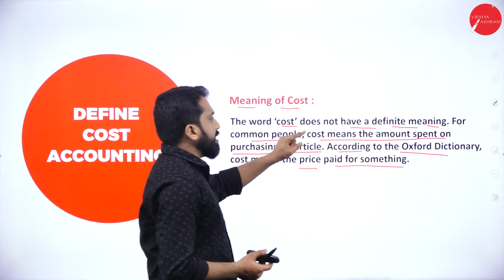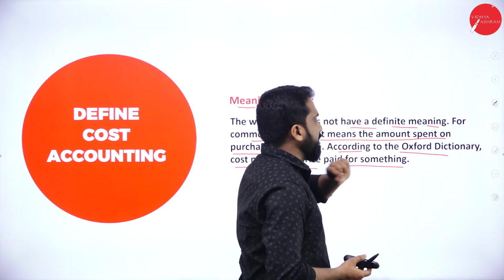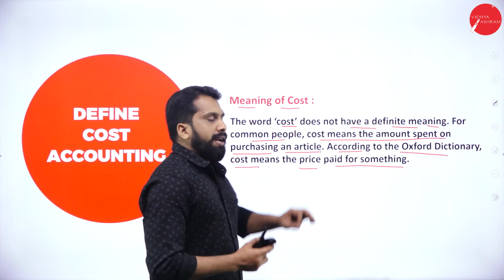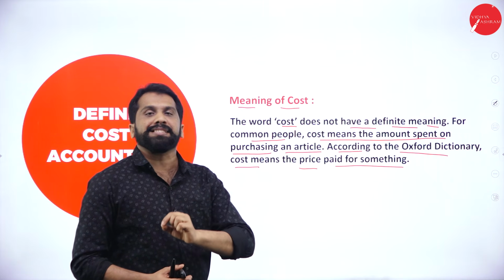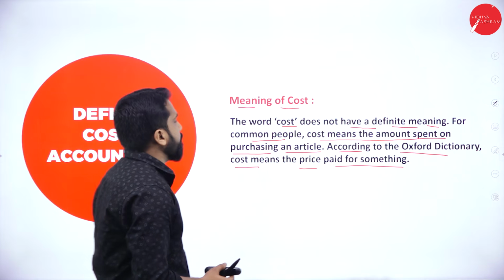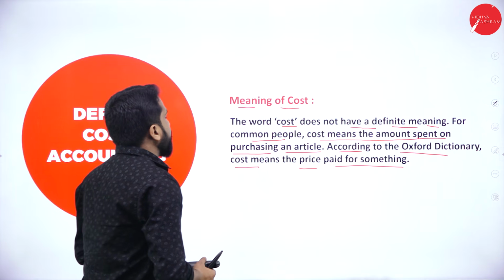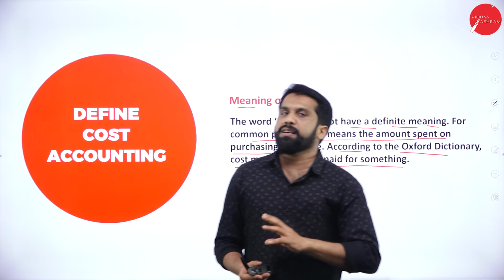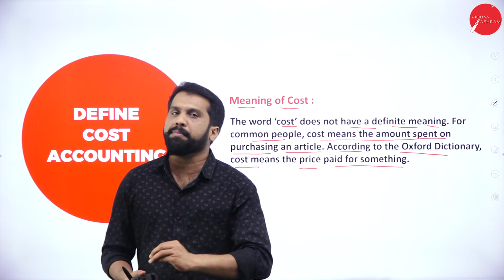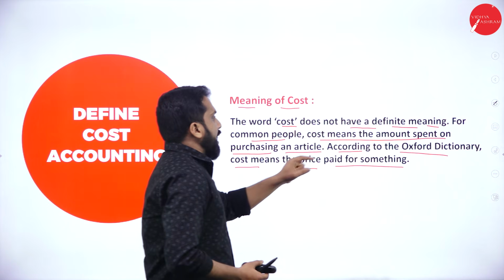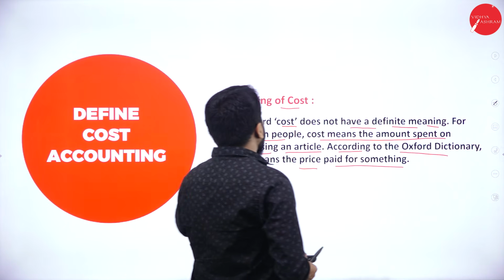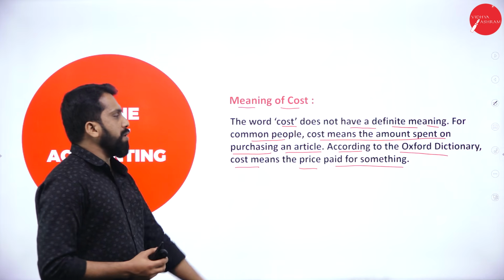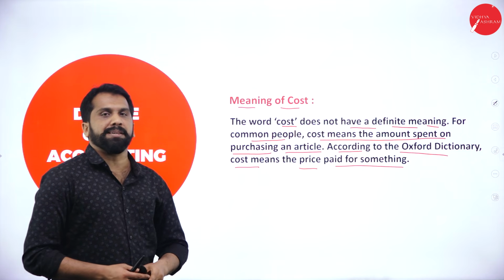Next, the word cost does not have a definite meaning for common people. It means for everybody the cost is not the same, it differs. Cost means the amount spent on purchasing an article. For somebody it may be 10, for somebody it may be 20. According to the Oxford Dictionary, cost means the price paid for something. Hope you are clear with this concept.